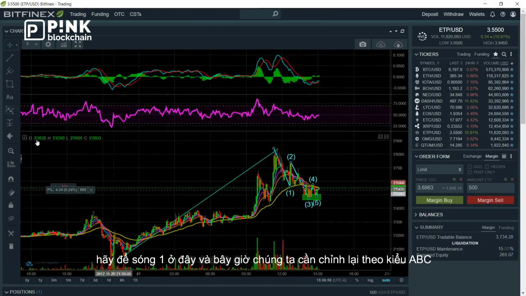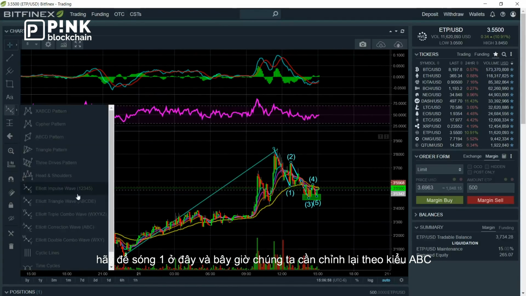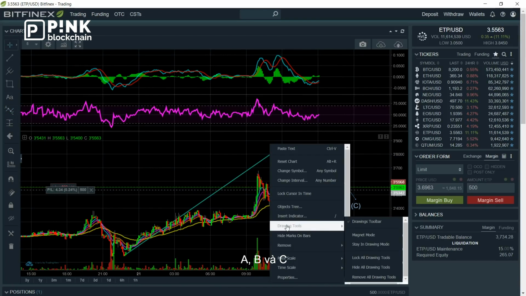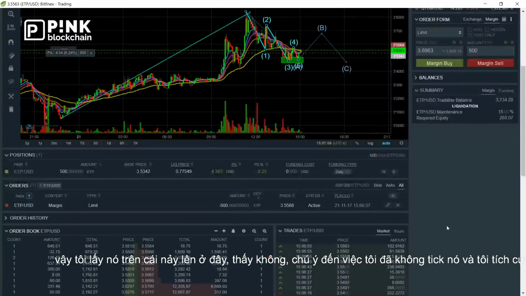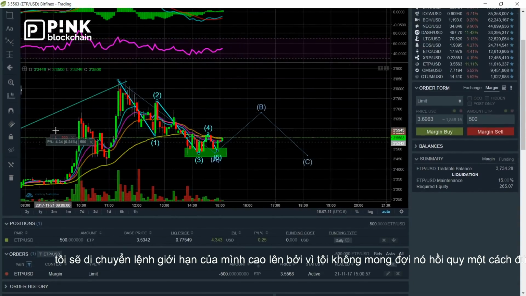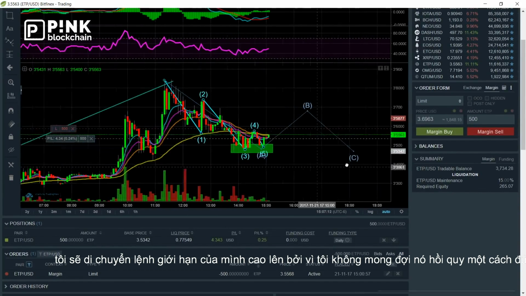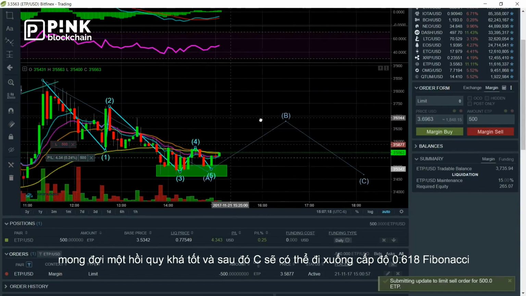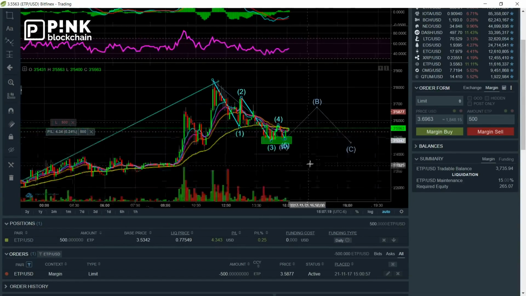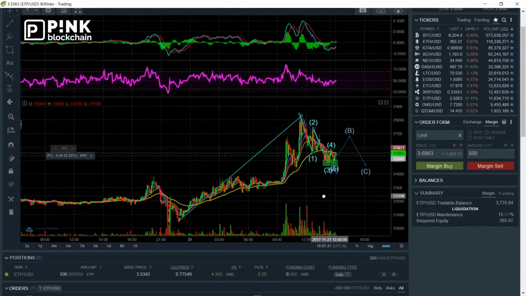That's wave one right there. And now we need to make an ABC type correction. A, B, and C. So I caught it right on the bounce there. See, notice how I'm upticking already and I'm positive, guys. So I'm gonna move my limit order up because I do expect a decent retracement, okay? I expect a pretty decent retracement. And then C will probably come down to the 0.618 Fibonacci level.